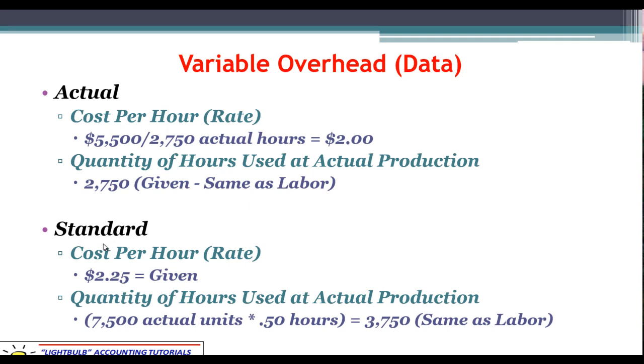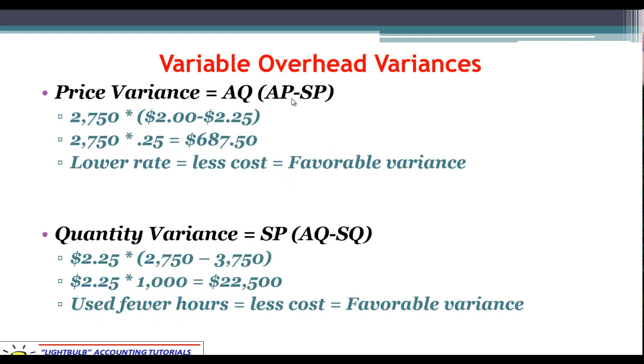For standard, the cost per hour was given to us earlier, $2.25, but we have to calculate the quantity of hours actually used. And just as we did with labor, it's the same thing. 7,500 actual units, we actually used 0.50 hours per unit. That gives us 3,750 hours. Here we're back to the same basic calculations, same formulas, although we have different inputs.